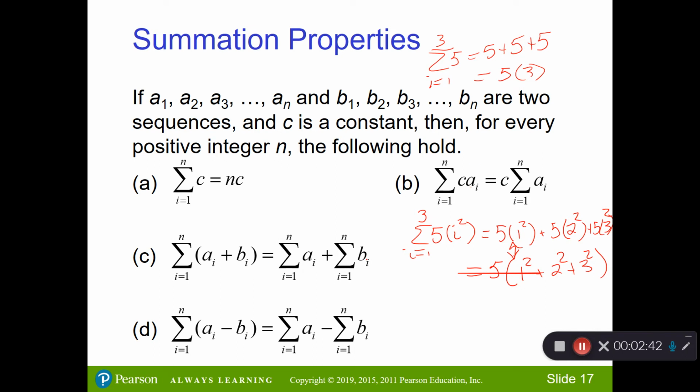If I'm adding two sums together, it doesn't matter whether I sum each first and then add it, or whether I add together the individual terms and then sum them, because we know that addition is commutative. It does not matter the order. Same with subtraction.